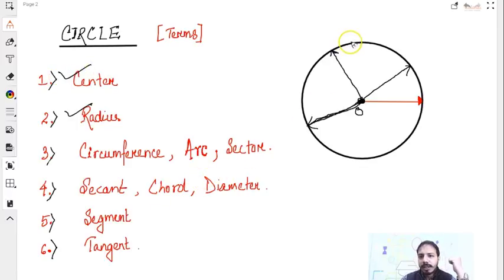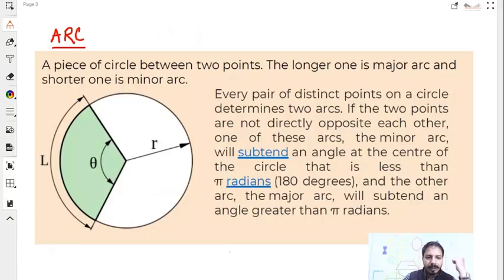Now circumference. If you see this circle, this outside length is also known as circumference. We can also calculate what is the length of this. We will see that later. And arc. What is arc? Arc means any part of this circumference. Okay. So for example, let us say this. This is an arc, if you see here. This black one is the arc.